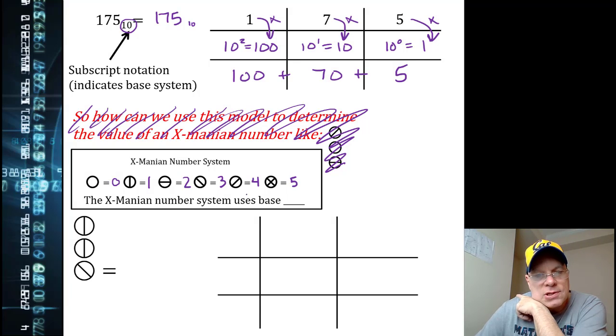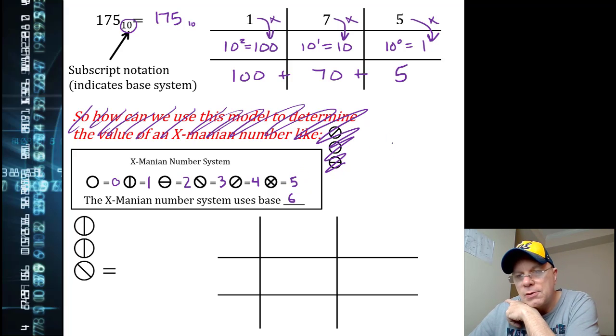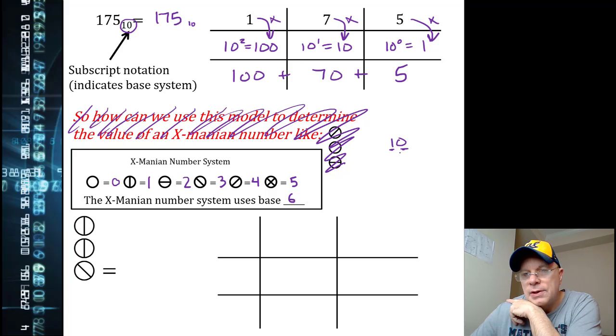The X-Mania number system uses base 6. We might think, well, why base 6? It only goes up to 5. Well, our numbers only go up to 9. You get 0 through 9. 10 is not a symbol. 10 is 2 symbols, 1 ten and 0 ones. So in base 10, the symbol representing the highest single-digit number will always be 1 less than the base.